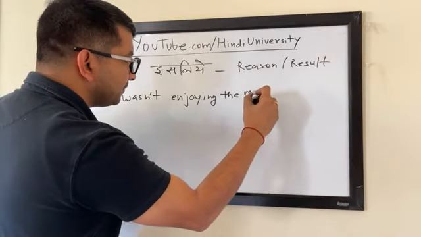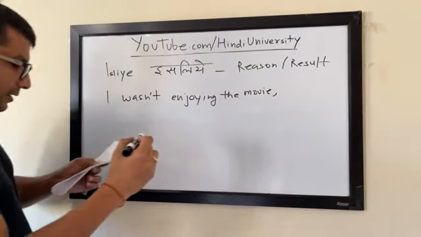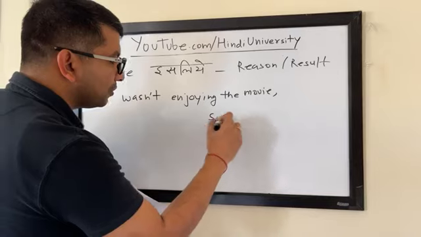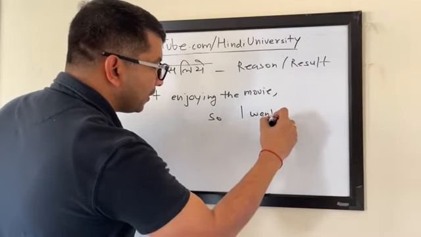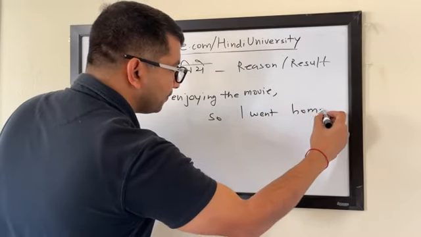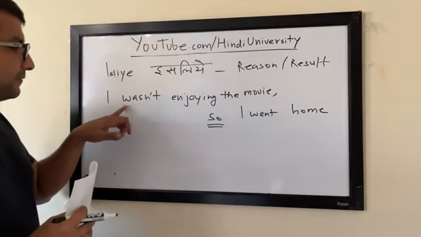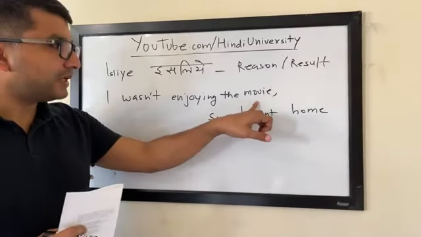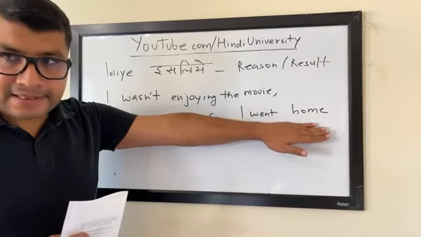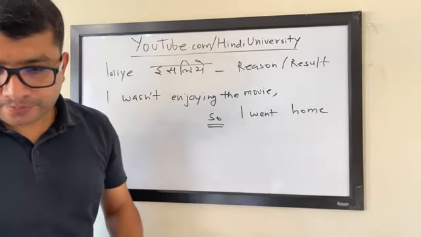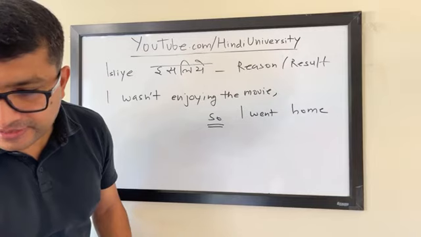I wasn't enjoying the movie. I went home. You see that? You have two sentences. First one is, I wasn't enjoying the movie. And second sentence, I went home. Right? You have two separate sentences.